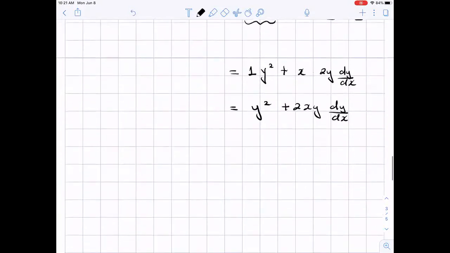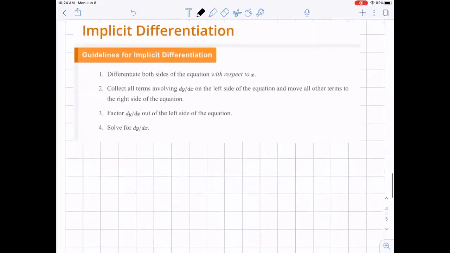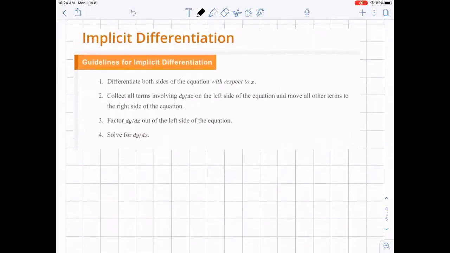Okay, or if you want to write it the other way, you can also write 2xy dy/dx plus y squared. Either way, it's correct. So here we have the guidelines, usually 3 steps, 4 steps, depends on the way the function is written. Okay, that will follow.